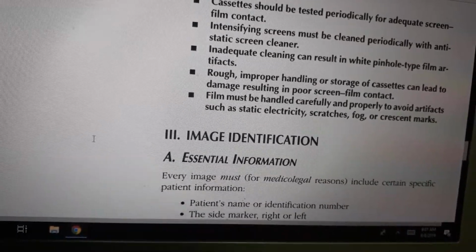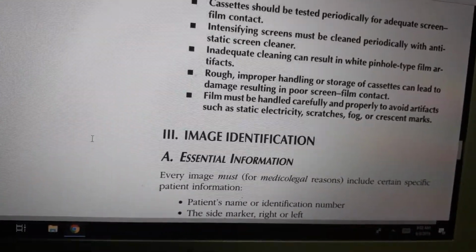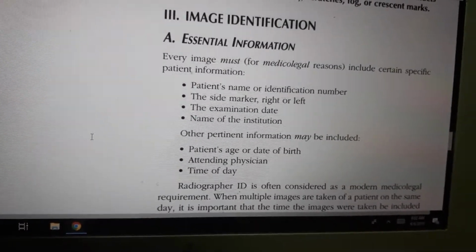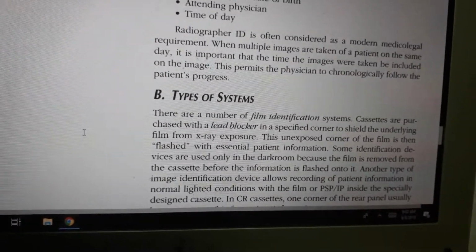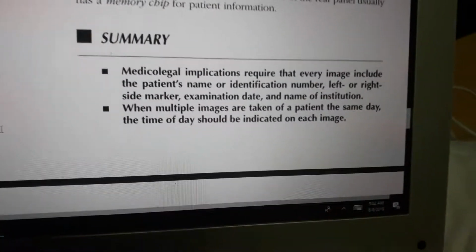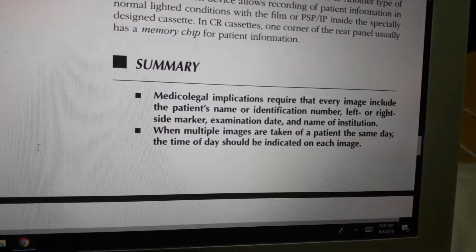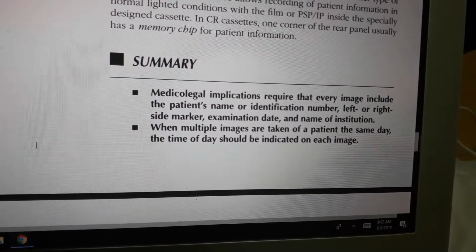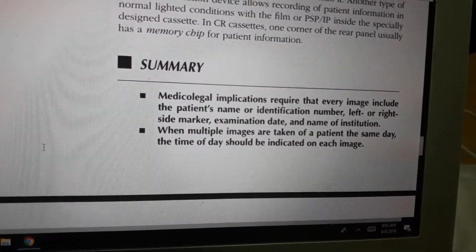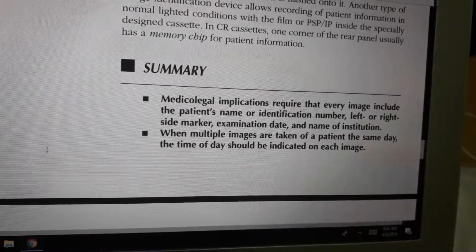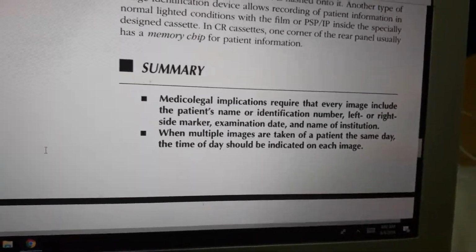Next is image identification. A. Essential information. Type of system. Summary. Medical legal implications require that every image include the patient name or identification number, left or right side marker, examination date, and name of institution.